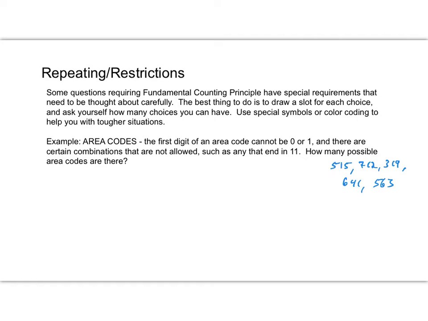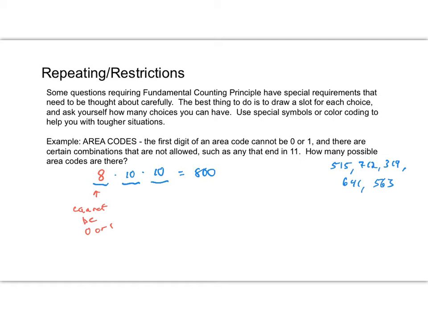So, how many different combinations are there? Well, this is where your color coding comes in: if this cannot be 0 or 1, then the number of choices that I have here is 8. I've got 2, 3, 4, 5, 6, 7, 8, 9. Now, if I am not putting any restriction on the other 2 digits, then I have choices there of 10 and 10 each. So we're looking at 800 choices total.